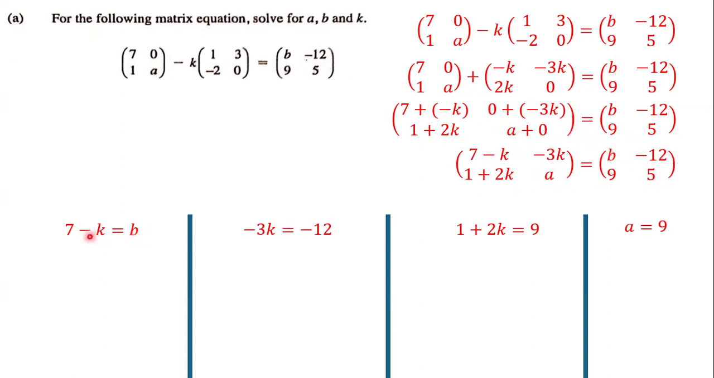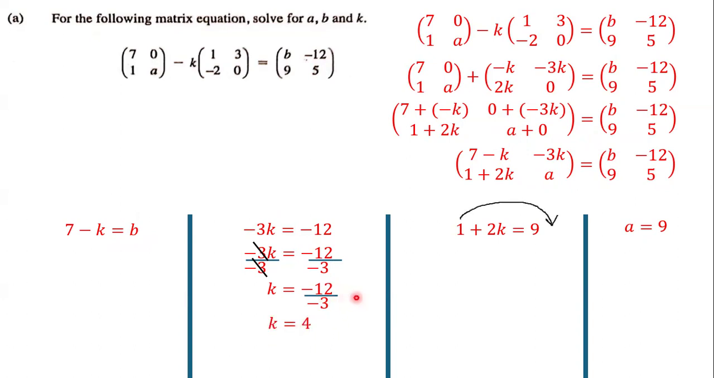So let's use these equations to solve. We're not going to start with B first. We're going to start with this one. So we're going to use this equation here to solve for K. What we're going to do is divide both sides of this equation by negative 3. We cancel this negative 3 with this negative 3. So we are left with K is equal to negative 12 divided by negative 3. And negative 12 divided by negative 3 is equal to positive 4.